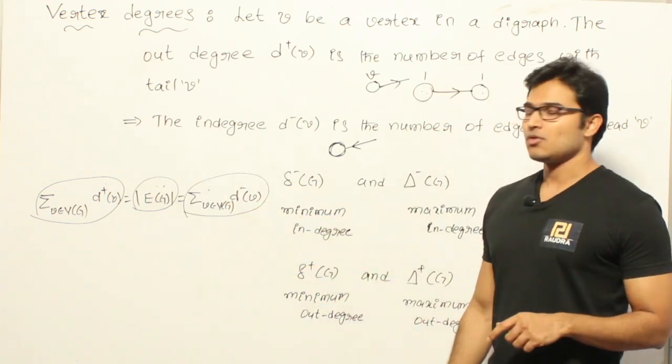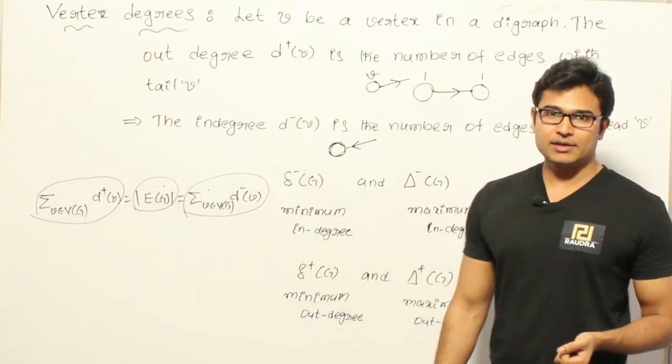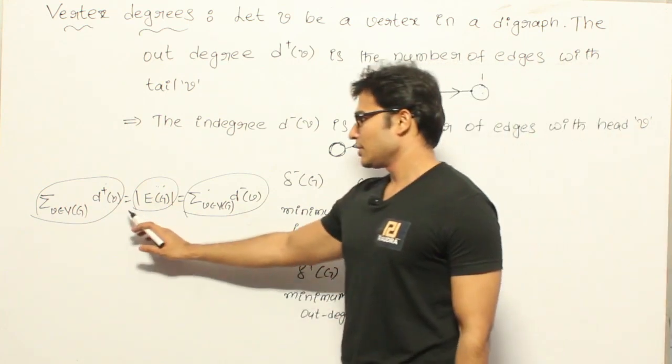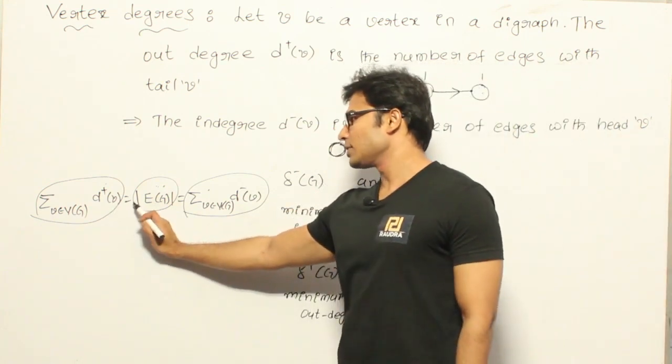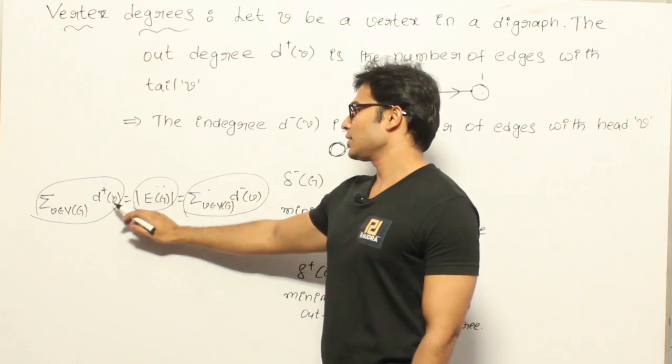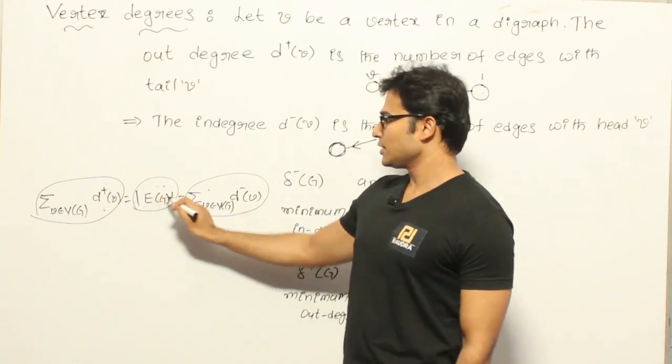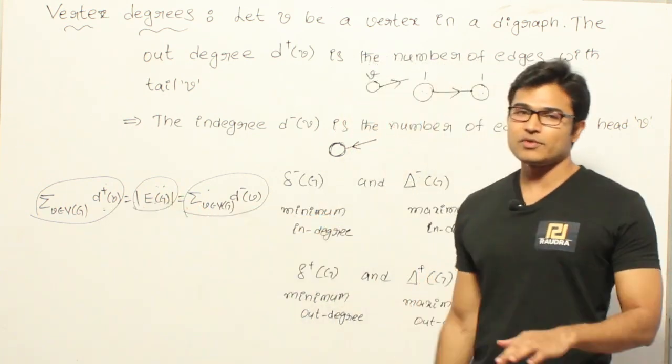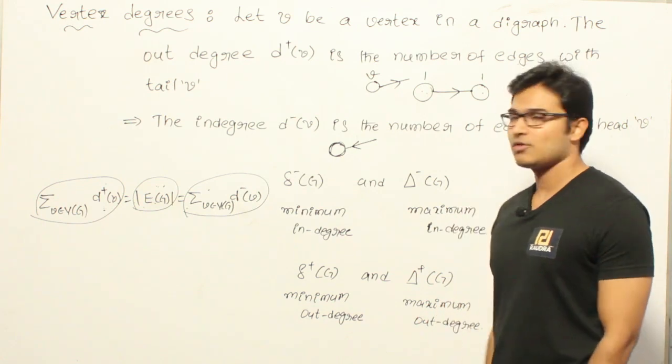Got it? So unlike the earlier undirected case, where you had taken the sum of degrees to be equal to 2E, here the sum of in degrees is equal to the sum of out degrees, which is equal to the number of edges.